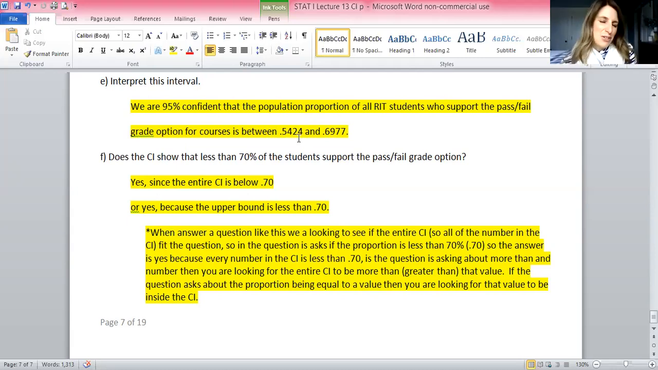The only other one that's a little tricky is if it asks if the population proportion is equal to a value. So maybe this would say, does the CI show that the population proportion is 0.60 or 60%? Then you would say yes, because 60% is inside the CI here, okay? If it wants to know if it's equal to something, you want it inside the CI. If it says less than, you want the entire CI to be below that value. Or if it says greater than, you want the entire CI to be greater than that value.